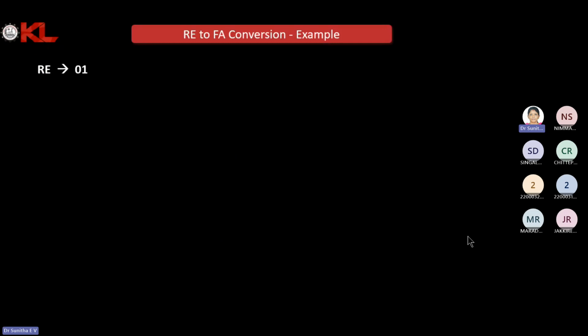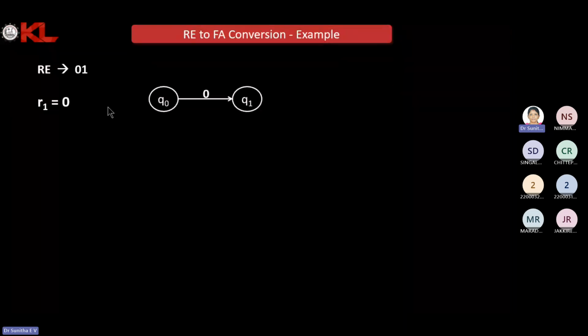This is it. Now we can see an example: 0.1. How do we represent 0.1? That is 0 concatenated with 1. So first we have to draw the machine of 0. The first expression we have taken as 0, a regular expression, so draw the machine for 0. How do we represent 0 as a transition? A transition from one state to the other. Initially we are not marking any final state. Okay, we understood that Q0 is the initial state and Q1 is the final state. For the time being we are not marking the final states.